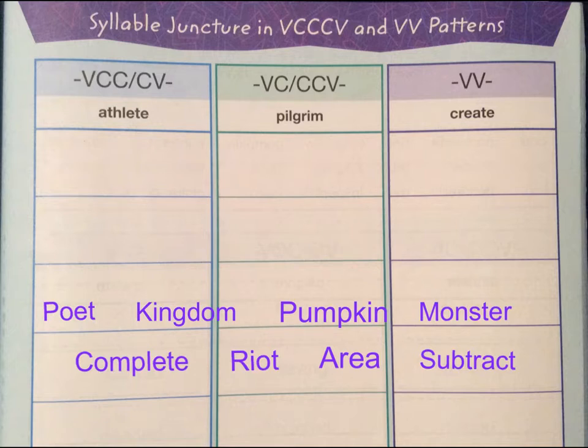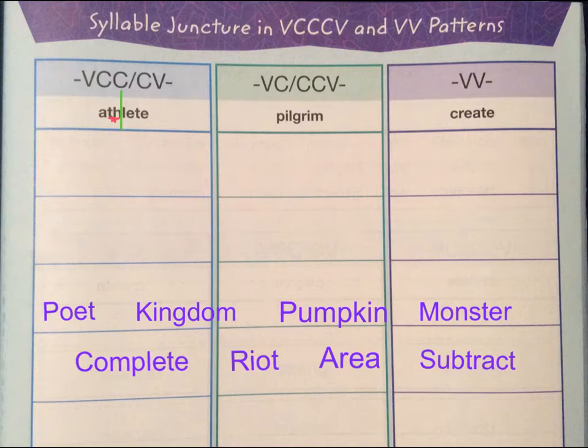So like in athlete, the blend is the TH. So it's separated between the H and the L. So athlete is how the word is separated. And so the first syllable has the vowel, consonant, consonant, and the second syllable has the consonant, vowel.